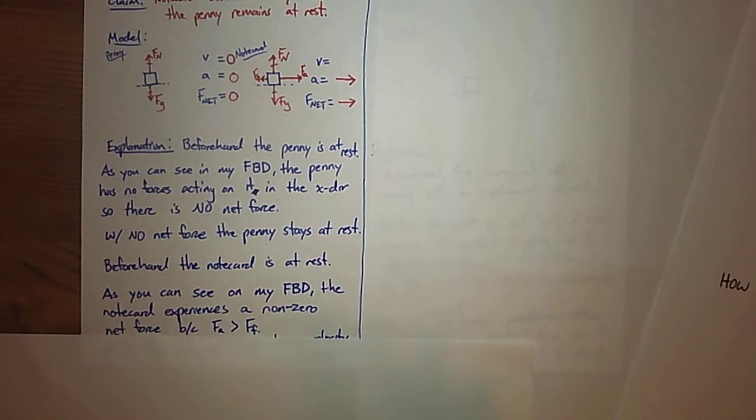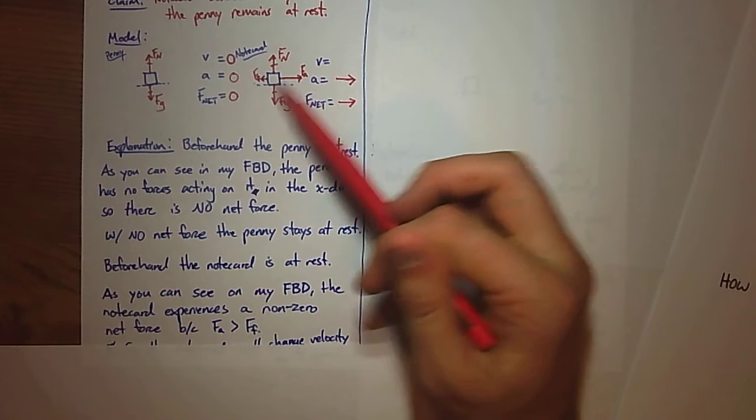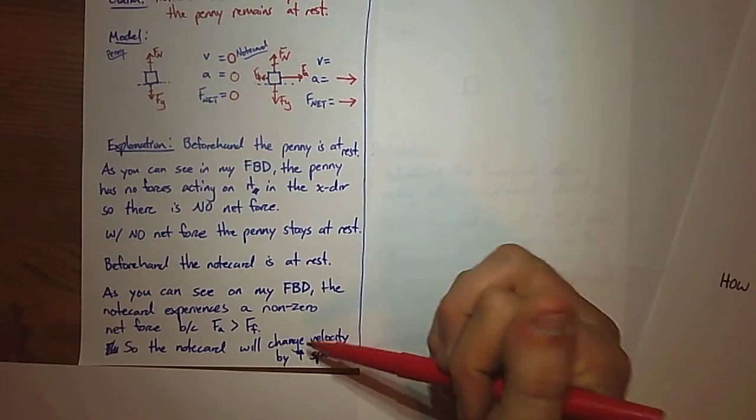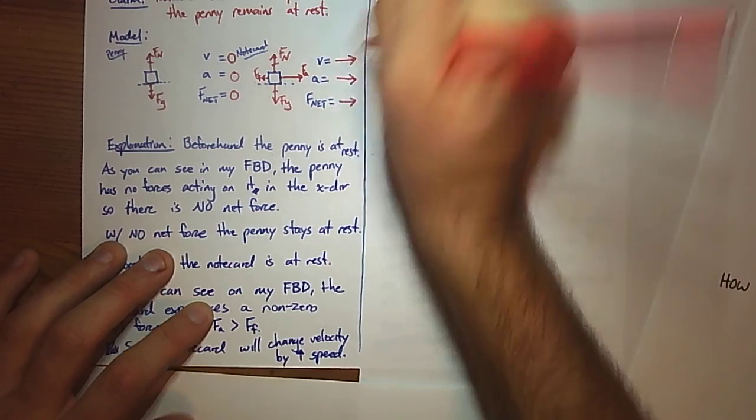So all I need to do now is, I know that there's a non-zero net force because my applied force is bigger than my force of friction. So my conclusion is that the note card will change its velocity by increasing its speed. It was at rest. Because it experiences a net force, it increases velocity.